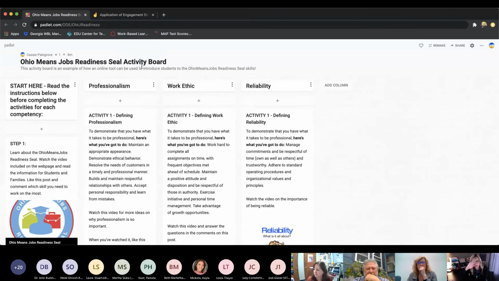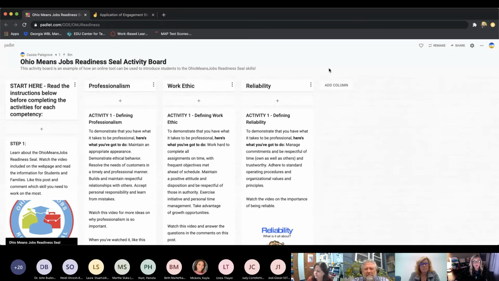What we've started to design for you as a template here, and if you're interested in us helping to build out more, we're happy to do that, are activities that relate to each of the 15 Ohio Means Jobs Readiness skills. And I believe a couple of my teammates are on the call too, so if you want to unmute and add to anything, by all means, please do.